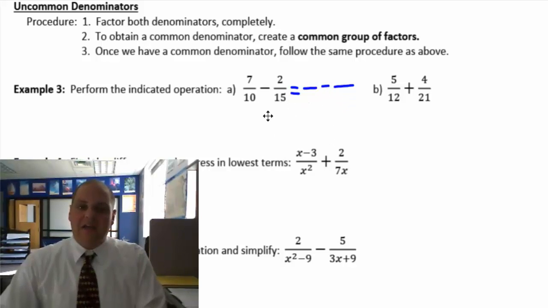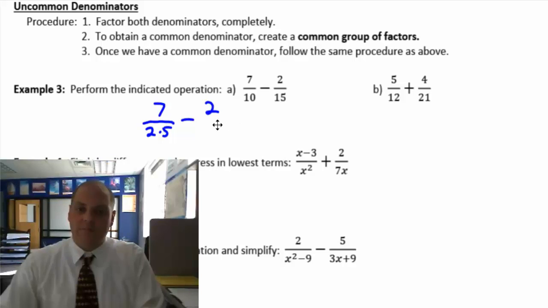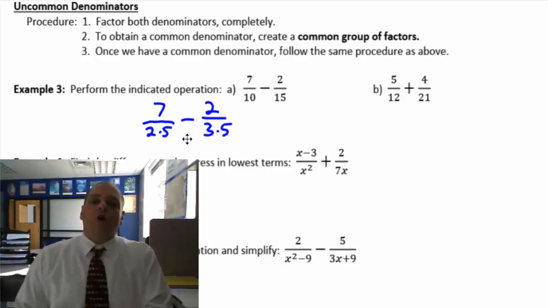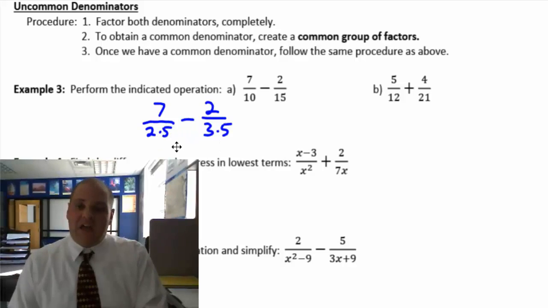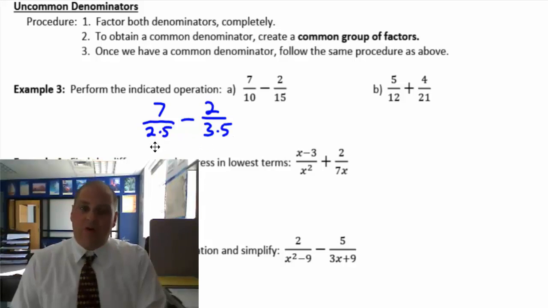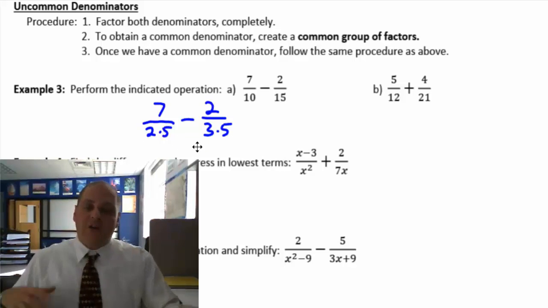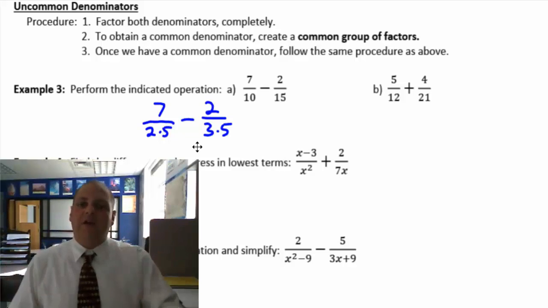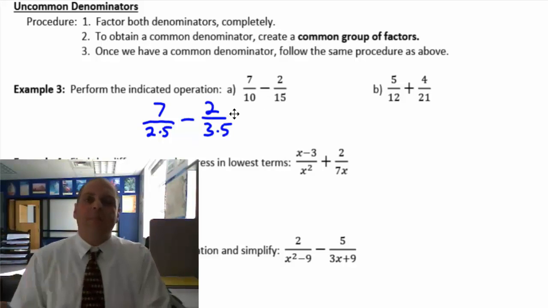So 10 is actually 2 times 5. So we're actually going to factor the denominators. 15 is 3 times 5. Okay? So what you can see now is that we have a common 5, but we don't have a 2 over here, and we don't have a 3 over here. The groups of factors are going to be your common denominator. So just think about what you're missing, basically.